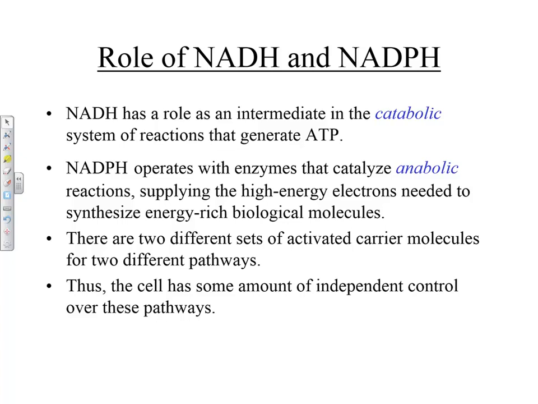Activated carrier molecules means something that is kind of charged up and can be used to move energy freely in the cell.